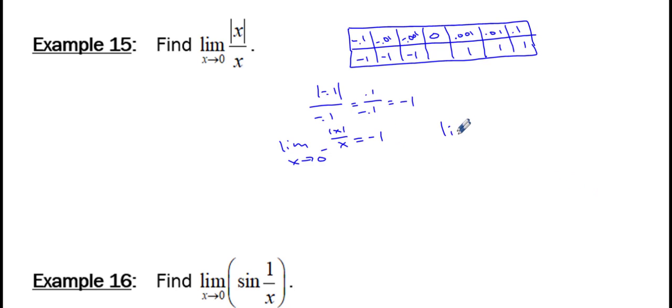What is the limit as x approaches 0 from the right? Positive 1. I think we can clearly see that from our table, right? We've shown a tendency. We've shown a pattern. Therefore, what is the limit as x goes to 0 of absolute value x over x?